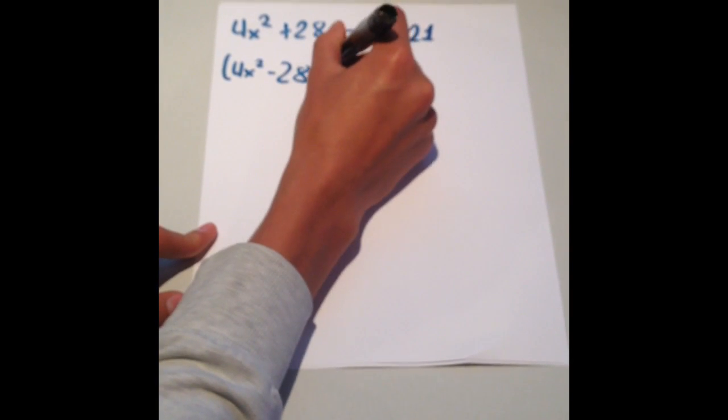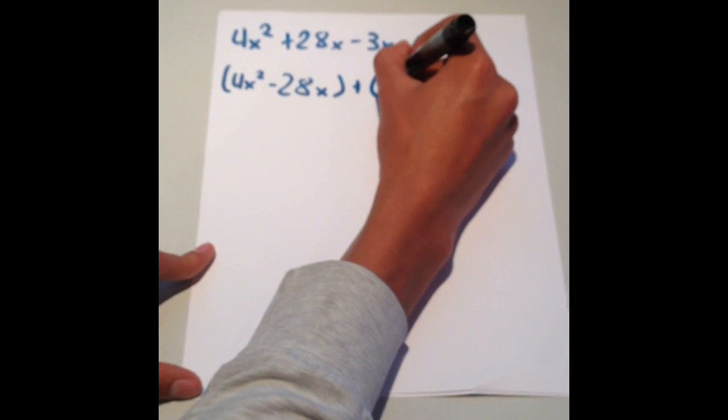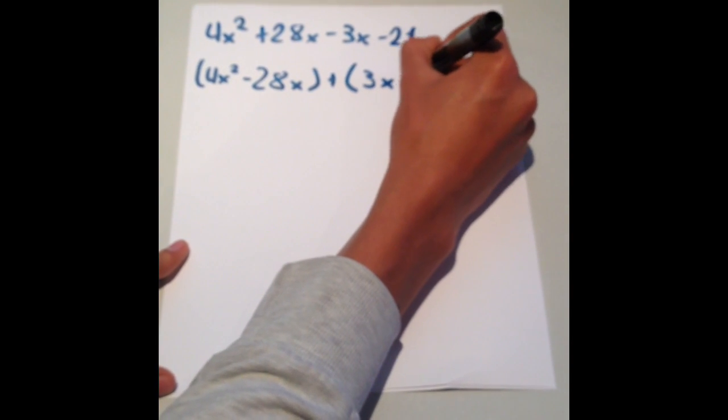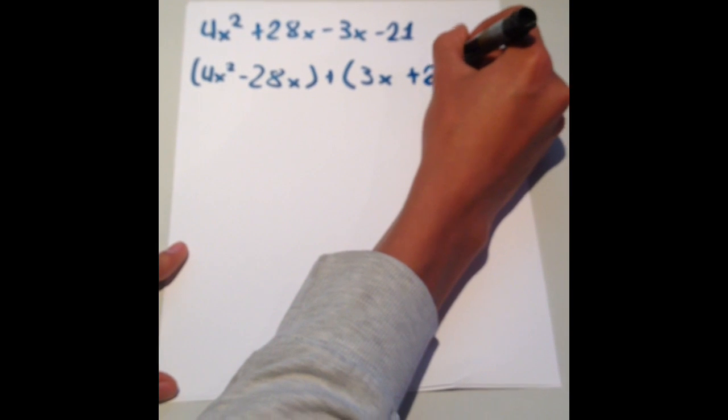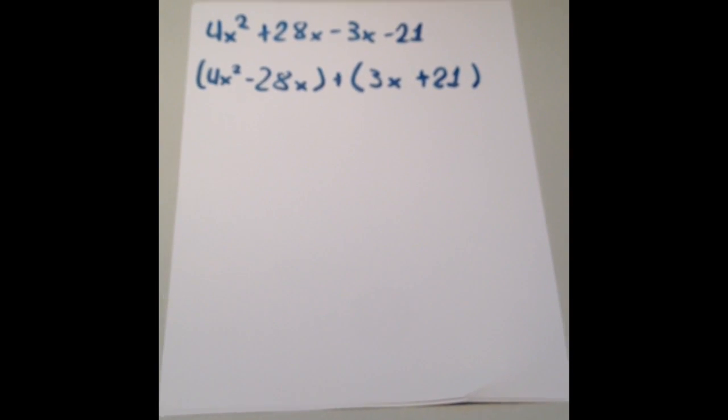One with 4x^2 plus 28x, and the other with plus 3x plus 21. In this case, you change the symbols because you can't have the second parenthesis negative.